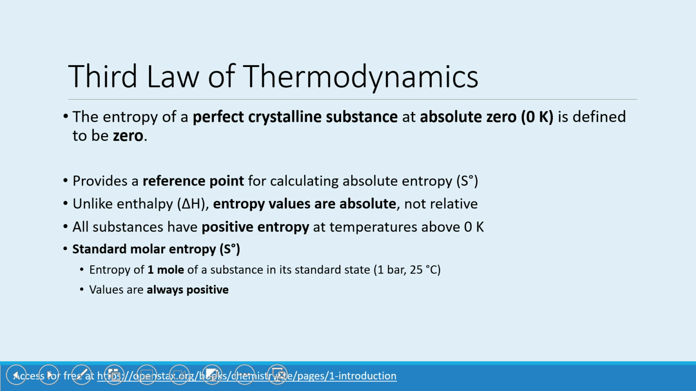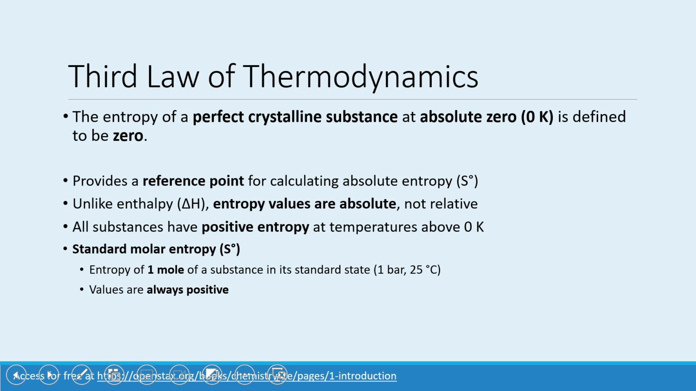So the third law of thermodynamics tells us that the entropy of a perfect crystalline substance at absolute 0 Kelvin is defined to be 0. Okay, and so remember, for the purposes of this class, you cannot have negative Kelvin, right? 0 is as cold as you can get. So what that means is that the entropy values are always going to be positive. When you look at a table of standard molar entropies, you're going to see that all of them are positive.